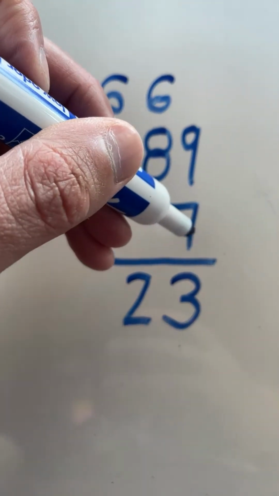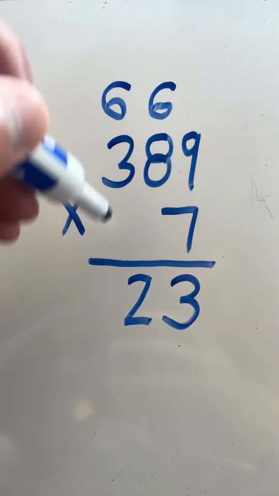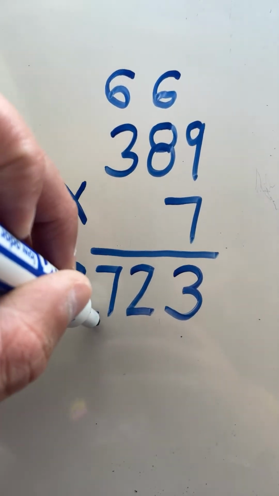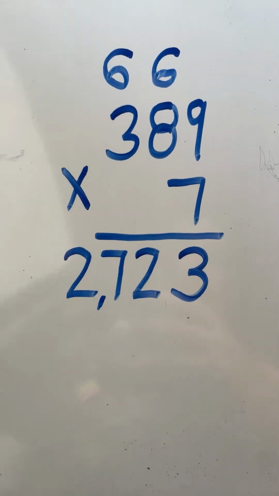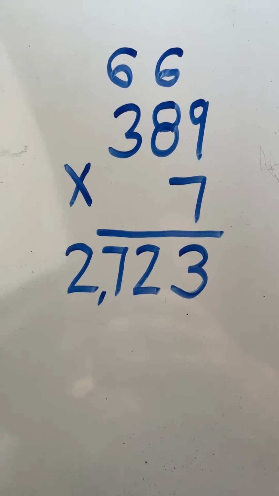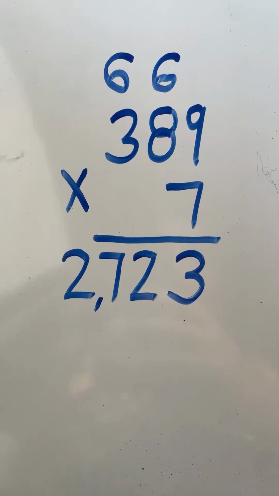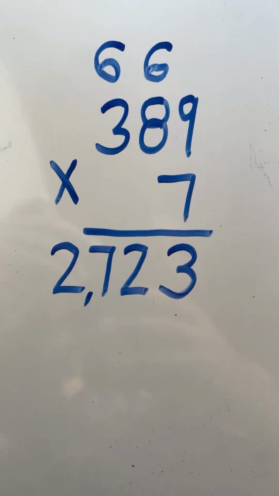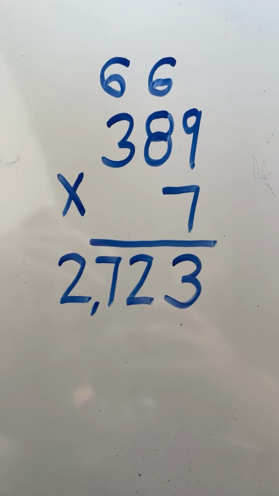3 times 7 equals 21. Plus 6 equals 27. And we have our final answer. 389 times 7 equals 2,723.